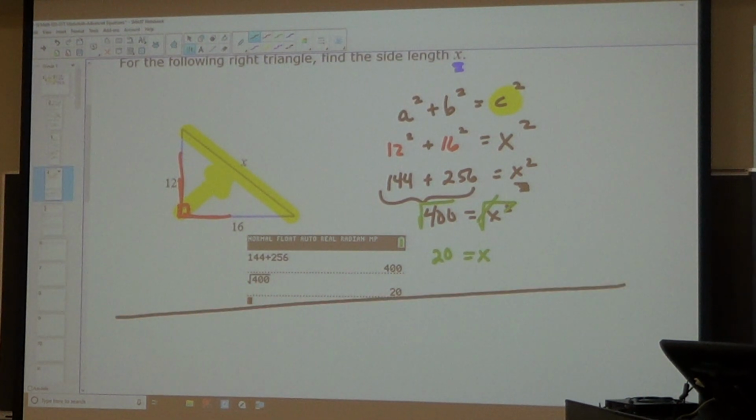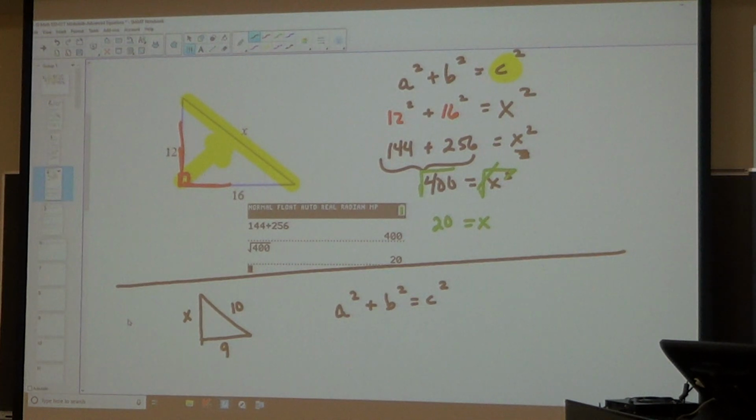Now, another example. If I give you this and I tell you that this is x, this is 9, and this is 10, we use a squared plus b squared equals c squared. So it could be 9 squared plus b squared equals 10 squared. This time my c, my hypotenuse, is going to be 10, and I don't care which ones I call a and b. So it's going to be x squared plus 81 equals 100. Now we subtract, because we've got to get x by itself.